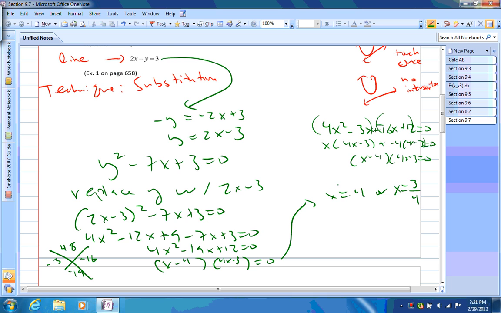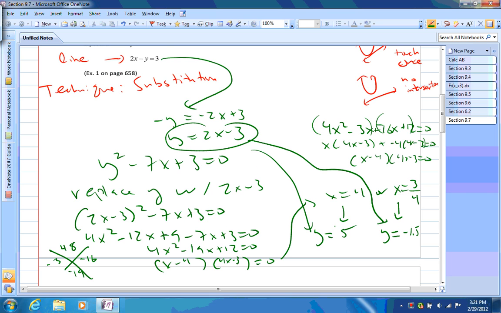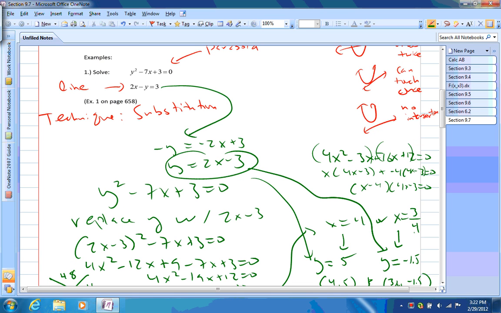What that means is that y will equal 5, or y should equal negative 1.5. And that's according to that right there. So your answers are 4, 5, and 3/4, negative 1.5. If you did try graphing these, the graph would look something like this. Which explains why we get 2 points of intersection.